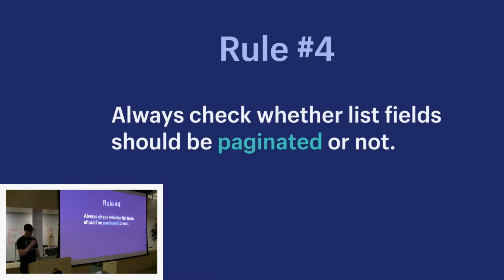Rule number 4: always check whether list fields should be paginated or not. Again, this is better to check at the start because it's very hard to change the field's type and migrate later on.